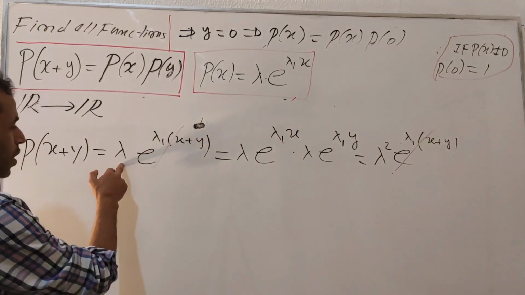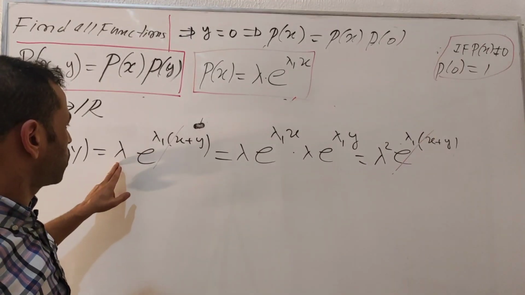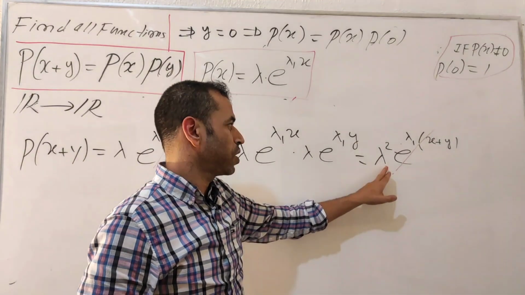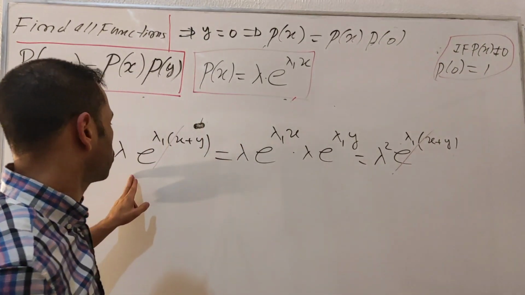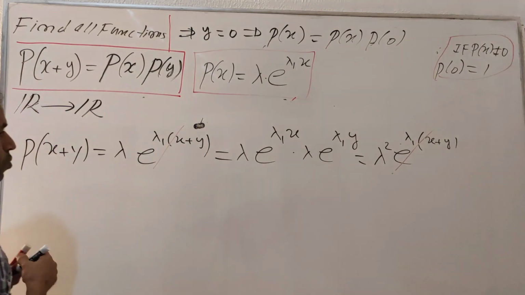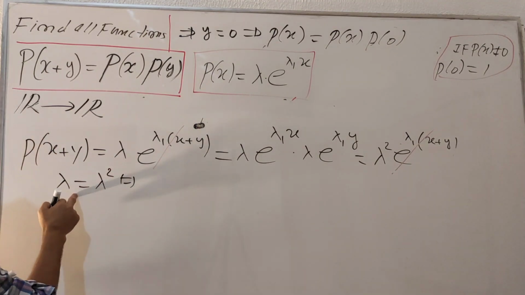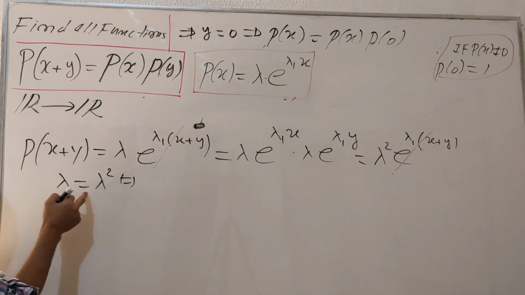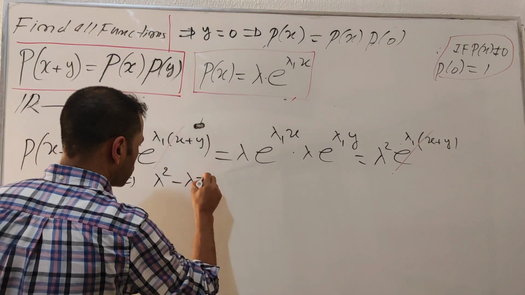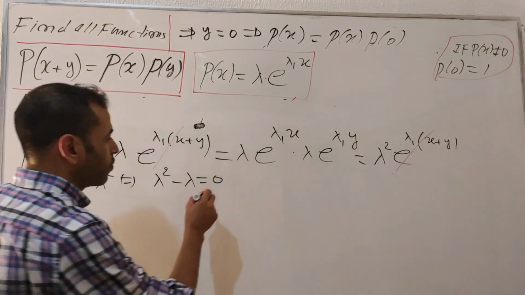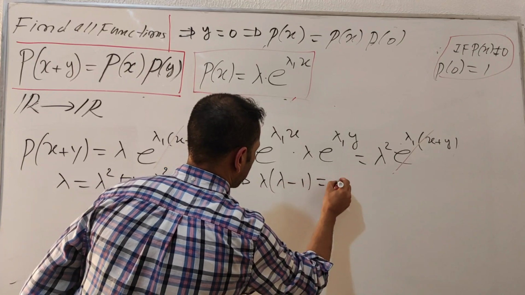Now I will be left with lambda equals lambda squared. Here is another mistake: don't divide both sides by lambda. Always take everything to one side. So I get lambda squared minus lambda equals 0. Then take lambda as a common factor: lambda times lambda minus 1 equals 0.